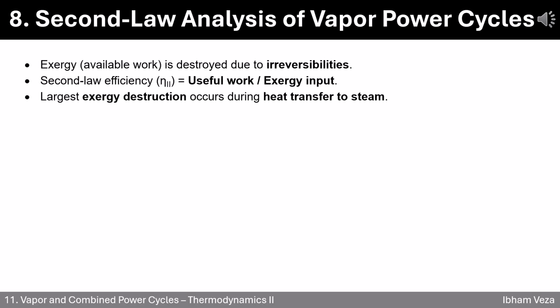It tells us how much of the potential work we're actually capturing in the system. Interestingly, the biggest exergy destruction happens during heat transfer to steam, especially in the boiler. This is where a lot of energy potential is lost because of temperature differences and inefficiencies in the heat exchange process. Second law analysis helps us pinpoint where losses happen, so engineers can focus on improving the weakest links in the cycle.